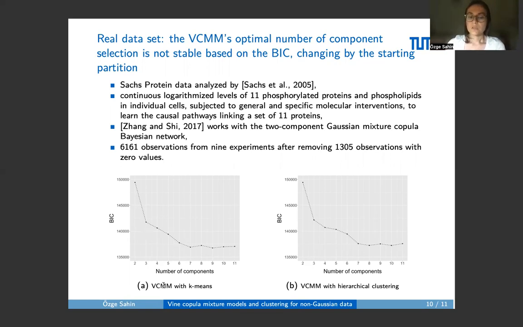Therefore, we decided to fit our algorithm, initializing it either with k-means or with model-based hierarchical clustering, using the number of components from 2 to 11. What we see is that if we start with k-means, the optimal number of clusters is 9, but if we start with hierarchical clustering, the optimal number of clusters is 10, meaning that the component selection is not stable.